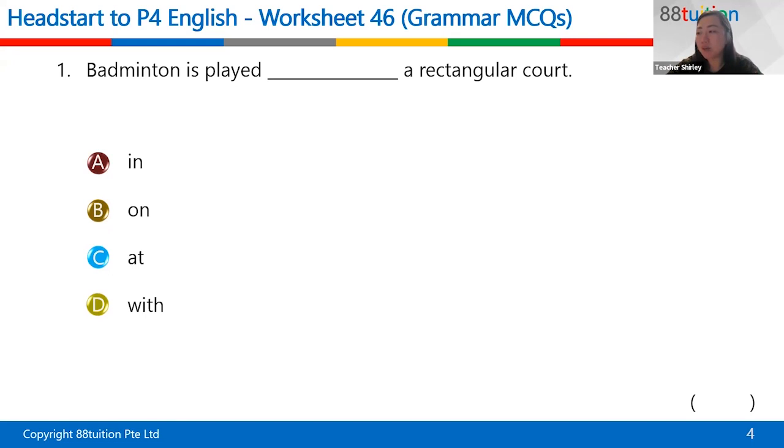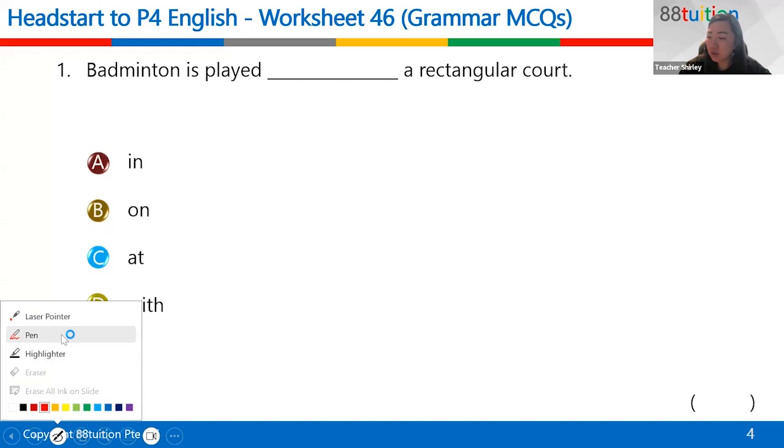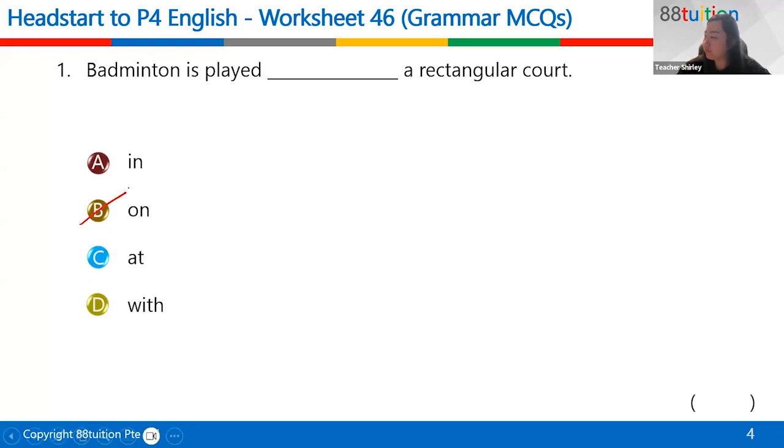Badminton is played what a rectangular court? On a rectangular court. Yeah, in this case, because the court is flat on the ground, we don't usually say in. We say on a rectangular court. So in this case, this one will be B. I think you got this correct. Very good.